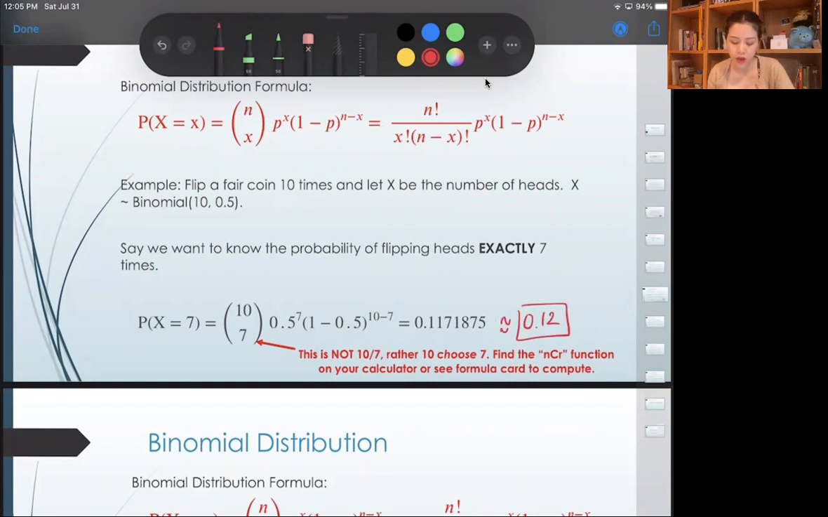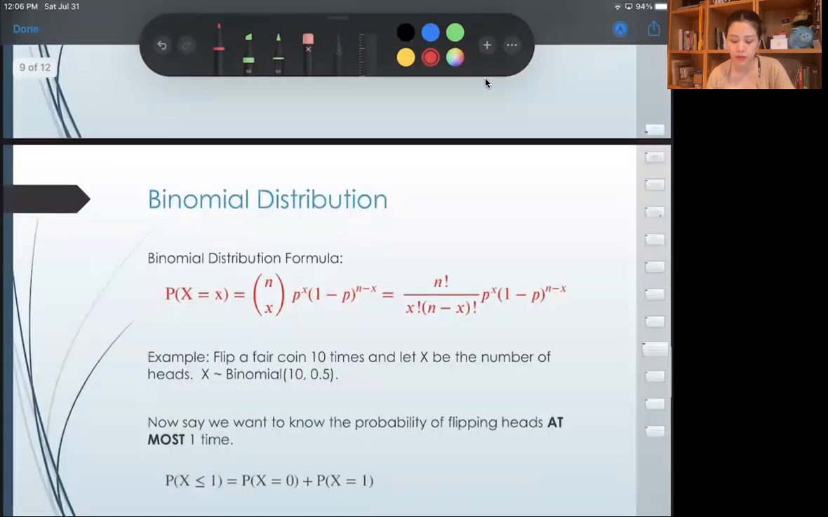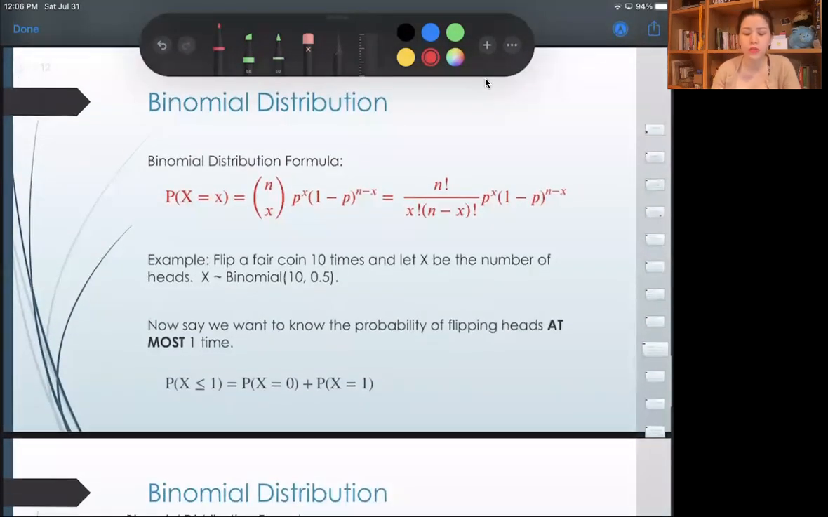All right. Now, what if I ask you a different question? I want to know, what is the probability of flipping heads at most 1 time? Remember, I'm changing my wording here, right? At most 1 time. So remember, binomial distribution is a discrete distribution. I say it's a count distribution, right? I can count 1, 2, 3, 4, 5.